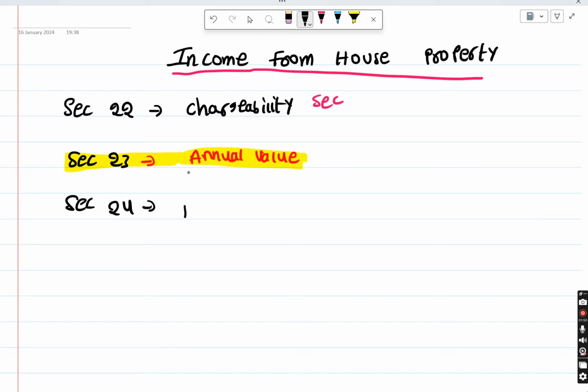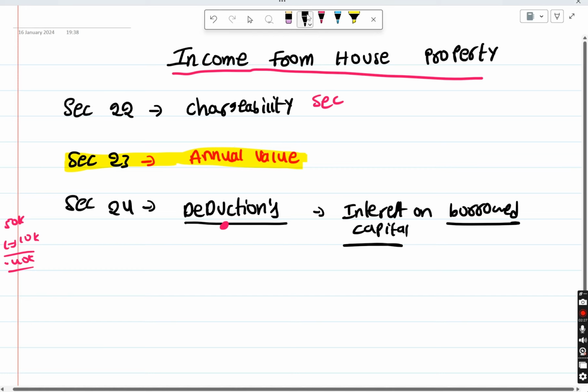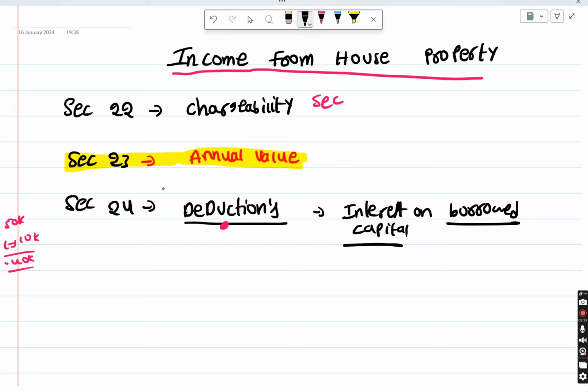And then section 24 talks about deductions. What is meant by deductions, right? In this one the main deduction is interest on borrowed capital. This we will discuss later anyway. If I borrow any capital, I have to pay interest for it. That is an expense for me, so I can claim that as a deduction. I don't need to pay tax on it, right? If my income is 50,000 and my interest is 10,000, the remaining 40,000 only is taxable. So this we have to discuss in this chapter, which is important.